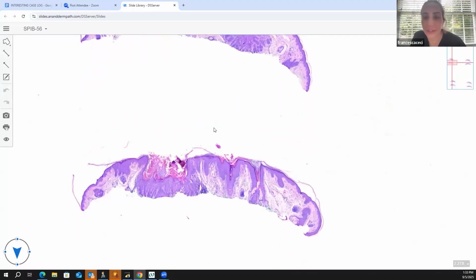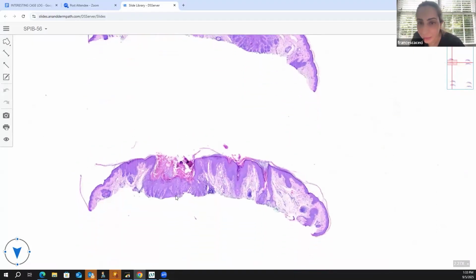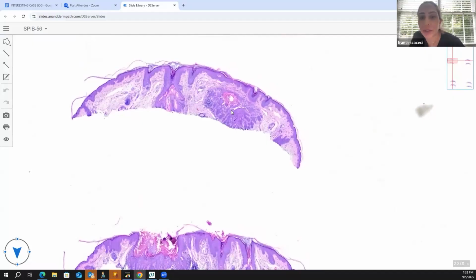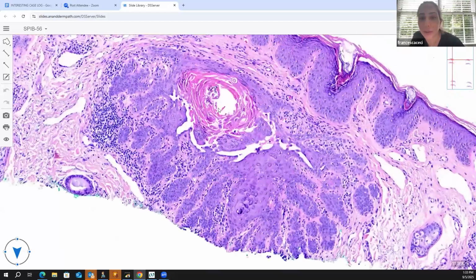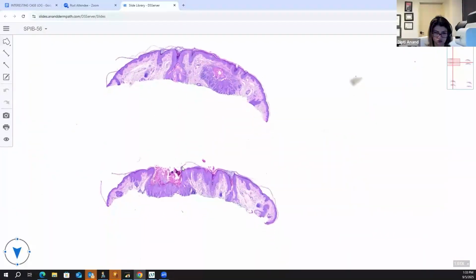So here we have a well-demarcated endophytic lesion. And you can see the cells falling apart even from this power. But if you zoom in, you can see that there are corps ronds and grains in the acantholysis. So this is? A warty dyskeratoma.